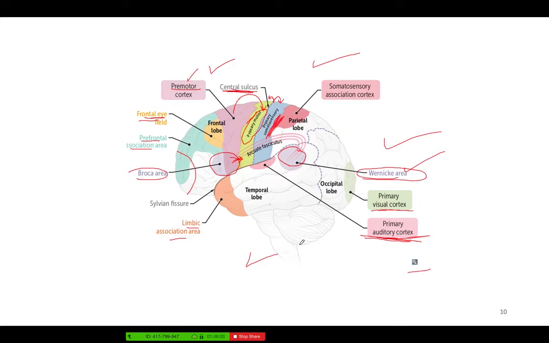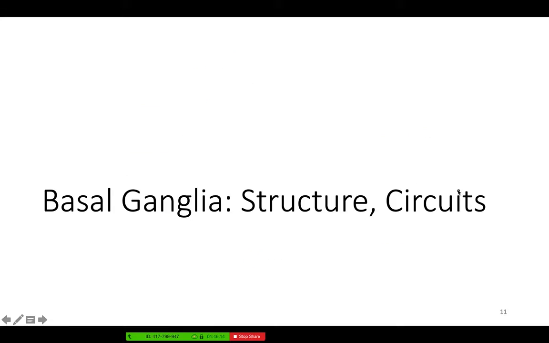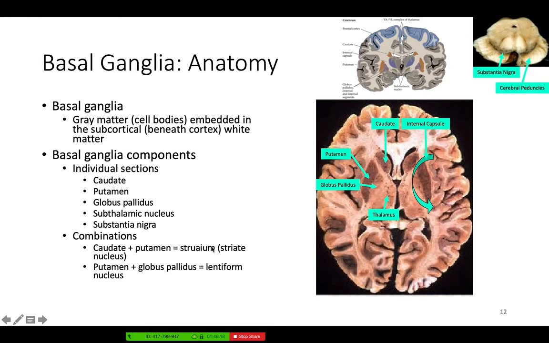Okay, and I think I've talked about just about everything we need to talk about here. There's a Sylvian fissure, not terribly important, but that's kind of the fissure between the temporal lobe and the rest of the brain. Okay, great. So now we're going to start talking about different areas of the brain, starting with the basal ganglia. Okay, so the basal ganglia is considered one of the very, very old parts of our brain.